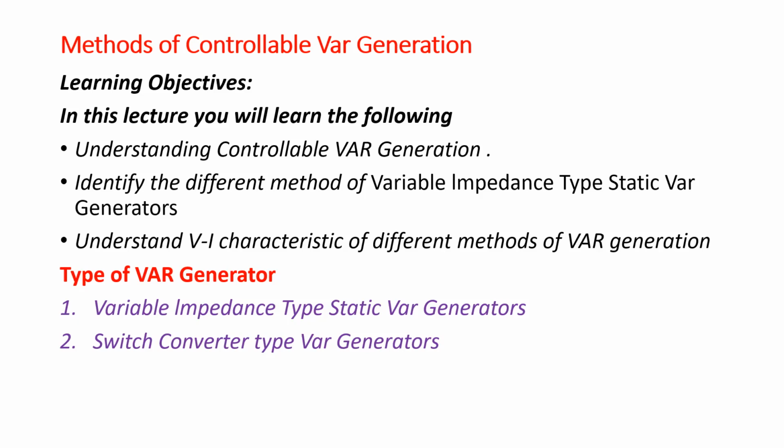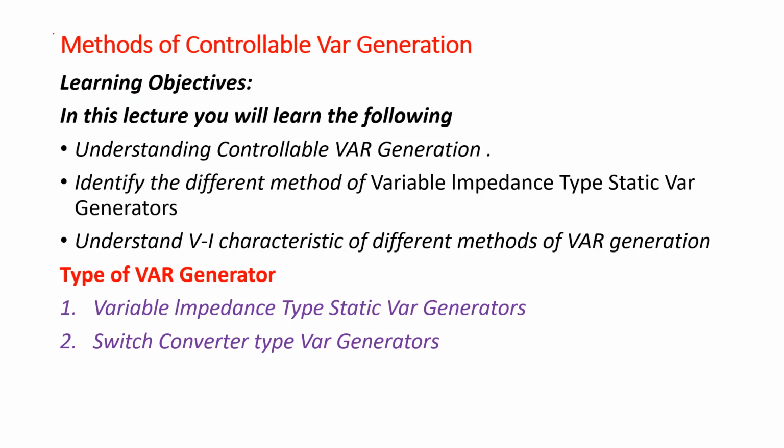The third point is that shunt compensation also reduces the oscillation in the system, and that oscillation is due to perturbation. There may be the application of a fault. All these conditions are there. And the fourth point, shunt compensation also improves the transient stability, and it is examined with the help of the equal area criteria. Now, today's lecture is based on methods of controllable VAR generation.